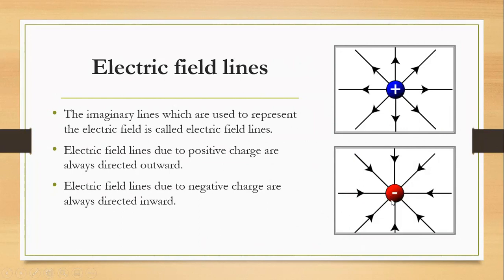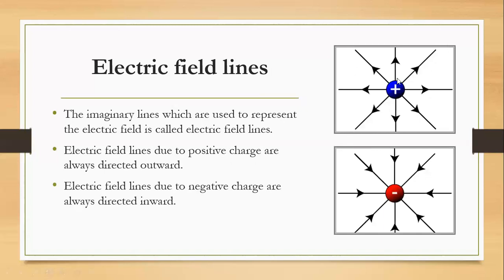Dear student, as I told you, electric field lines also tell us about the strength of the electric field. How? Look at this. At this point the gap between the lines is very small, but at that point the gap between the lines is very large. One thing you must keep in mind: if the field lines are very close to each other, then at that point the electric field will be stronger. And if the field lines are further apart from each other, then at that point the electric field will be weaker.